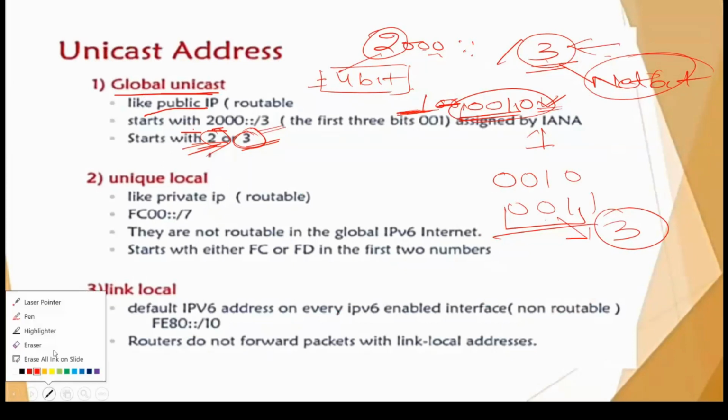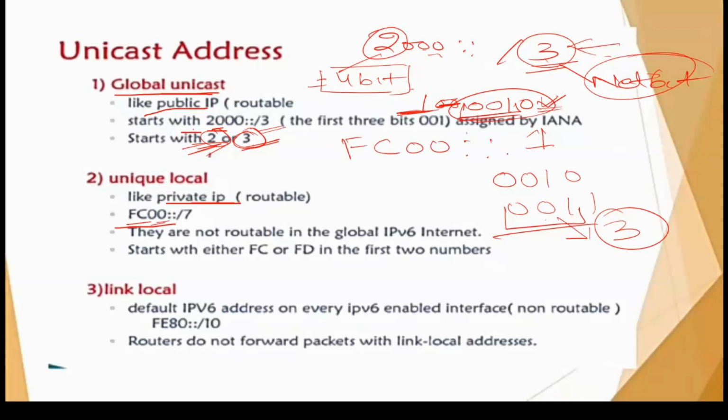After that, next is unique local. Unique local means it's like a private IP address. If you want to create a LAN network, a private network using IPv6, then which IP do you have to use? For that, we have this range: FC00, and then slash 7. So what does slash 7 mean?